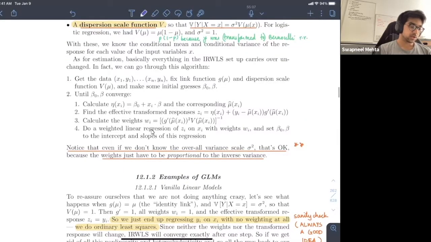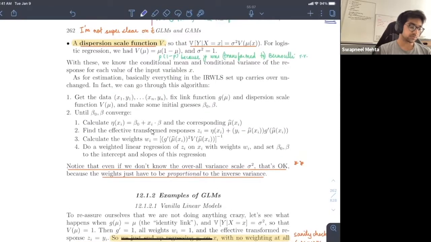With these, we know the conditional mean and the conditional variance of the response for each value of the input variables x. And the exact same setup starts off again. Fix the link function, fix the dispersion scale function, make some initial guesses beta, and then until they converge, just repeat. Fit your model, find the transformed responses, calculate the weights. Wherever the noise variance is high, you want to weight them less, perform your fitting all over again using the new weights, find where your noise variance is high, fit them less, perform the new fitting, and so forth until your weights converge.